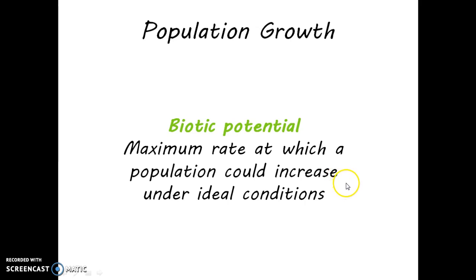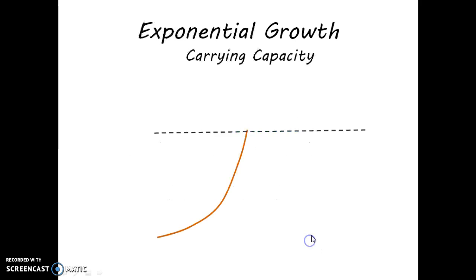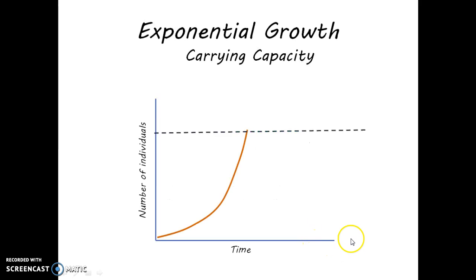And all of that is going to give us the biotic potential, the maximum rate at which a population could increase under ideal conditions. And so, yes, we need ideal conditions for populations to grow really quickly, but all of those other things about reproduction are going to play a factor as well. So let's talk a little bit about exponential growth.